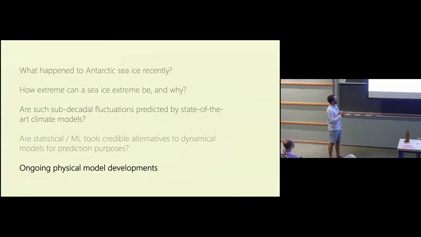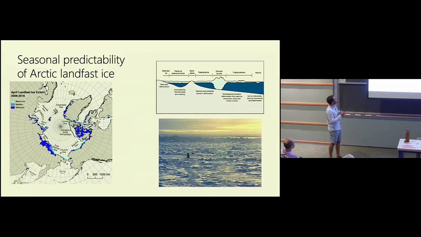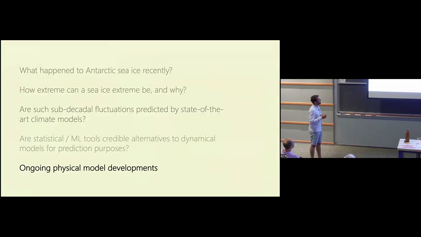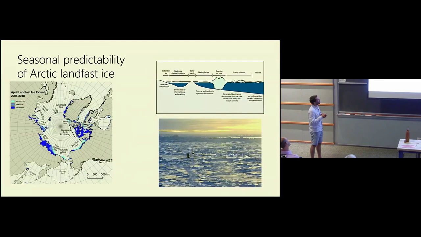I had somehow 45 minutes in mind, but I will finish by talking about ongoing model development. And that's just to talk about landfast ice. So landfast ice is that ice that is anchored either to the coast or to the ground. So we are trying to develop better tools for modeling landfast ice.